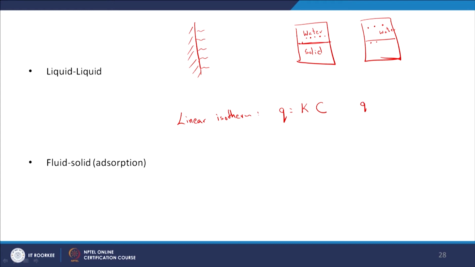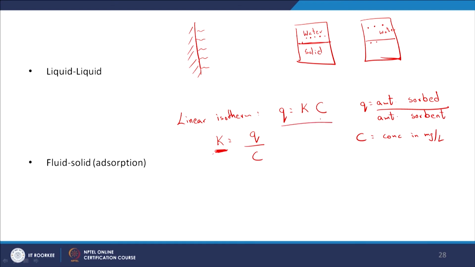Again, Q is the amount sorbed onto the solid phase by amount of the sorbent, and C obviously is your concentration, typically in milligram per liter, in the aqueous phase or whichever your liquid phase is. So, you can think of K here as an equilibrium constant if you want to, K equal to Q by C, but that is not what it is called though. Anyway, Q equal to KC, what does this give you an idea about?